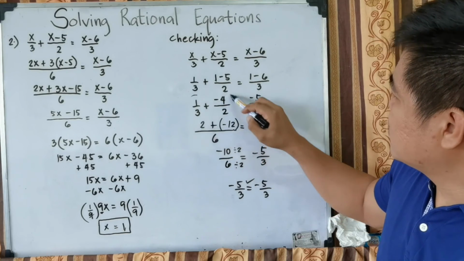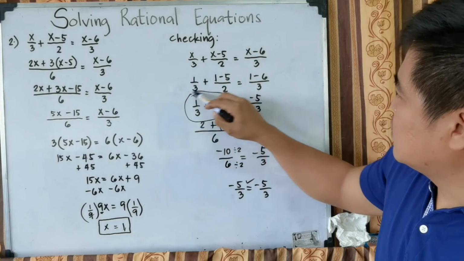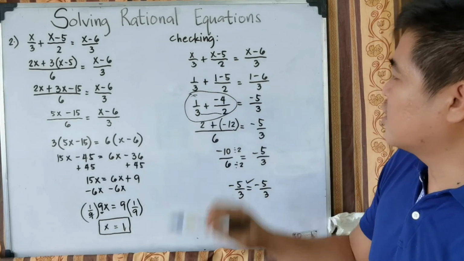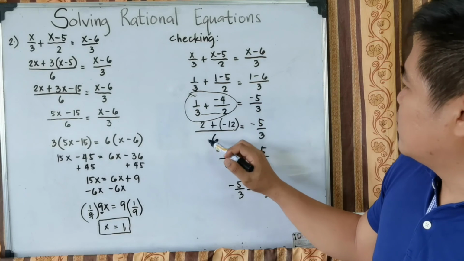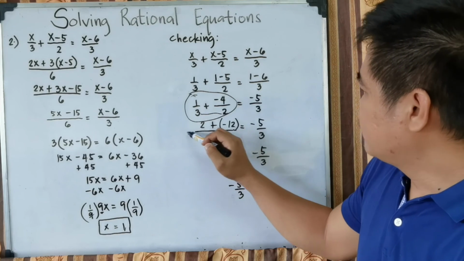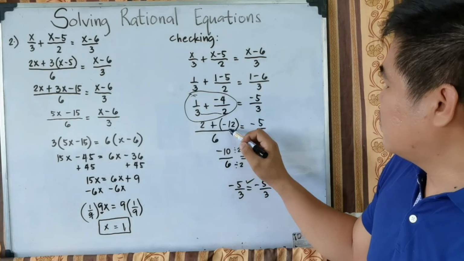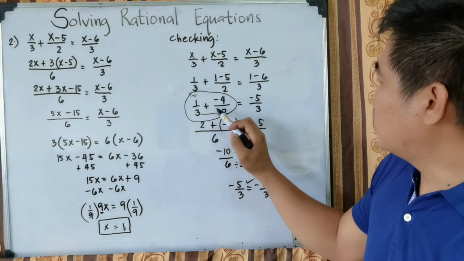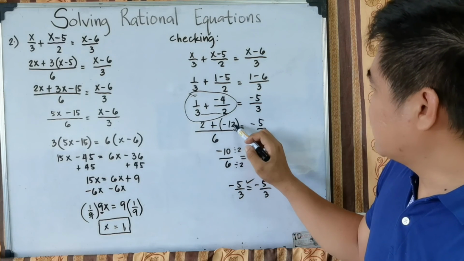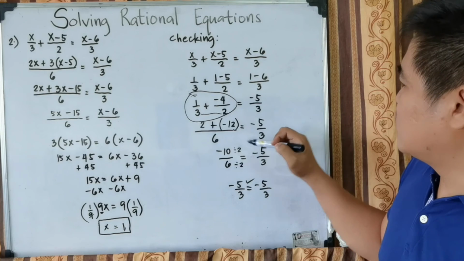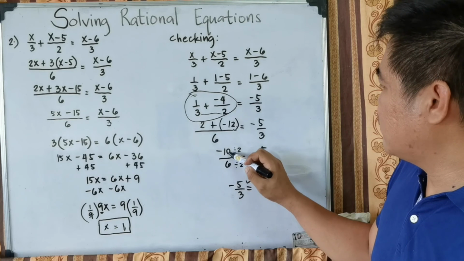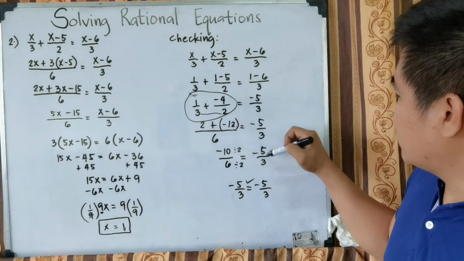So we can combine this. I said you can do cross multiplication, but remember, in doing cross multiplication, don't forget to write your common denominator by multiplying them. 3 times 2 is 6, that's your denominator. Then, in the numerator, 2 times 1 is 2 plus 3 times negative 4 is negative 12, equal to negative 5/3. Combine 2 and negative 12: 2 plus negative 12 is negative 10 over 6, equal to negative 5/3.